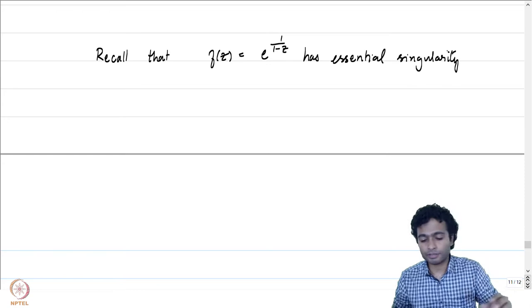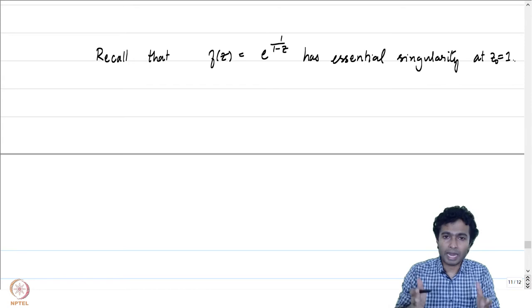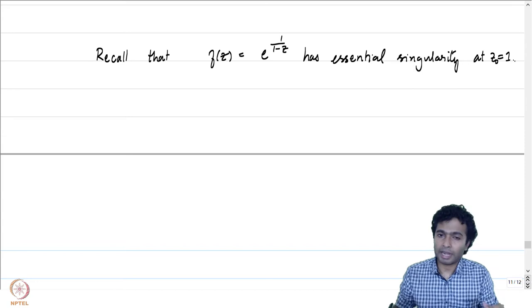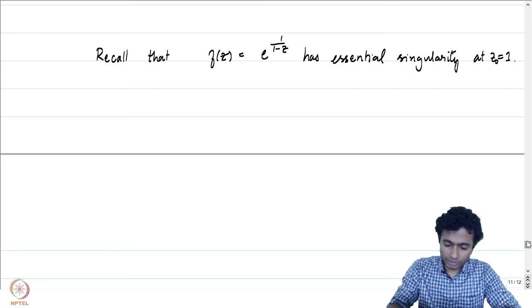So, we will now prove a result which tells us that in fact essential singularities are quite bad in that sense, that the behavior can get as bad as one can expect. Let me write down the statement of what will be proved now. This is called the Casorati Weierstrass theorem.